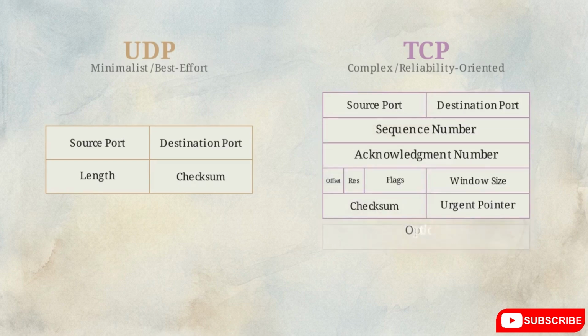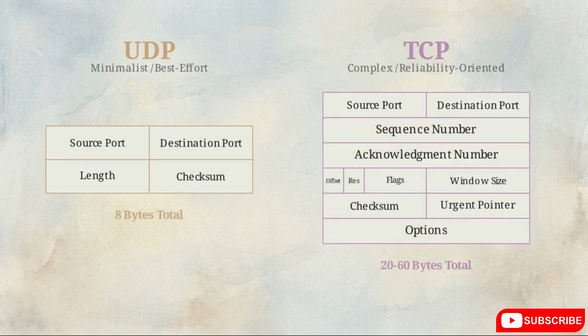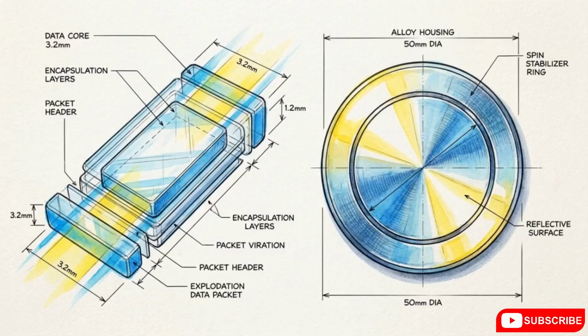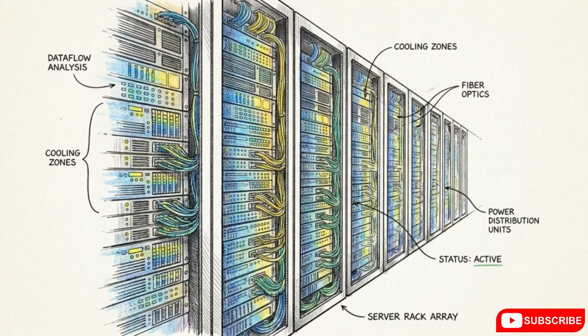They solve overlapping problems, but they operate with completely opposing architectural philosophies. By opening up the exact bit-level structure of their headers, we can see the strict engineering trade-offs required to balance speed against perfect reliability. We start with the simplest answer.